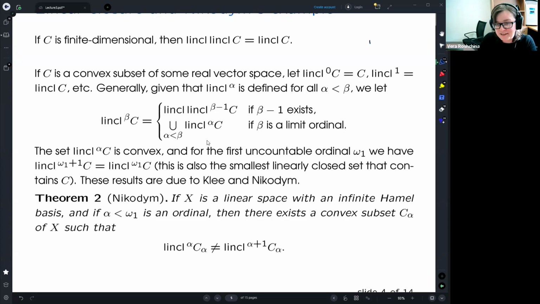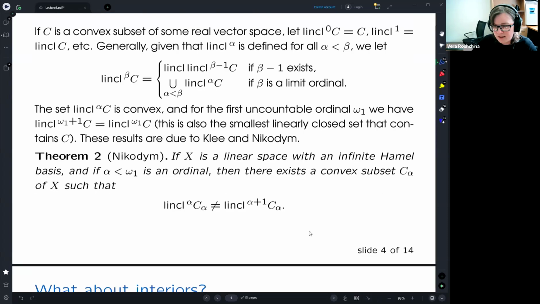And there's an example by Nikodym that tells you that if you take any ordinal number that is less than the first uncountable ordinal number, then you can construct an explicit example for which the linear closure of this order does not coincide with the order of this plus one. So this is, I think, really fascinating, because that is something that is unimaginable if you work in infinite dimensional spaces. And there's a lot of really interesting examples and really interesting work done in the 1950s.